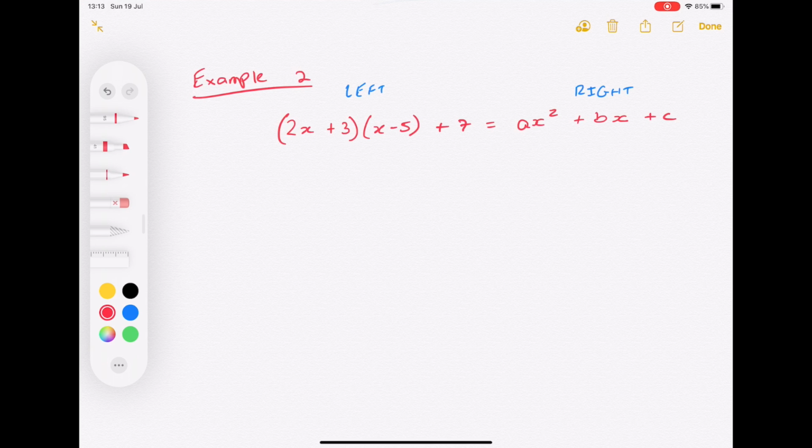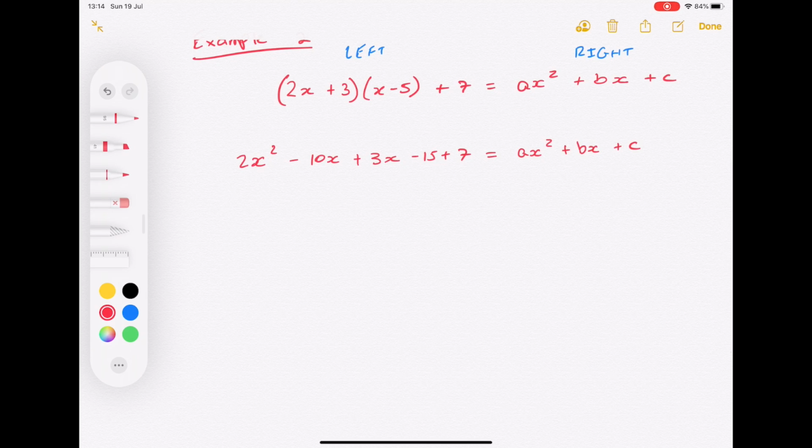So our first step was to examine this equation, and now our second step is to expand and simplify this. If we expand the left-hand side, because that's the only place where we have brackets, we're going to have 2x squared minus 10x plus 3x minus 15 plus 7. I'm just going to move that over to the left a little bit. And it's going to be equal to our right-hand side, which we haven't changed at all.